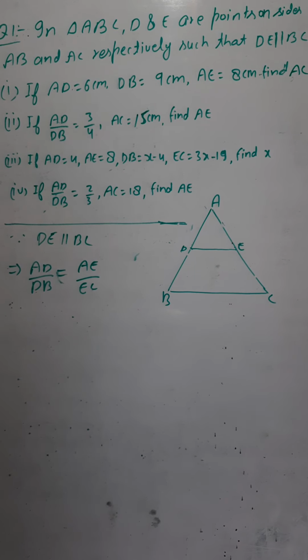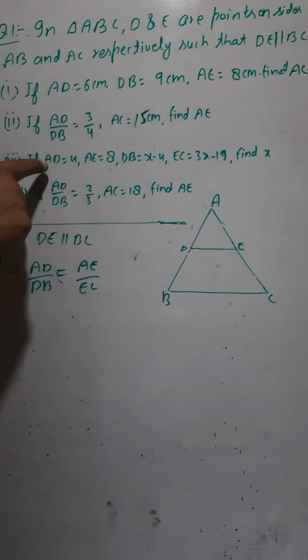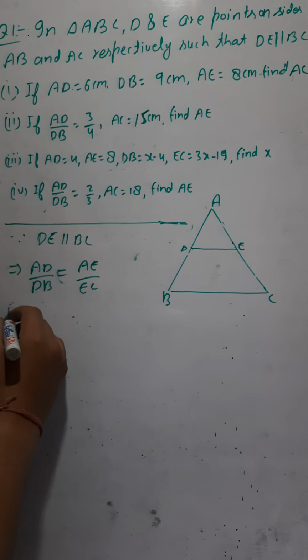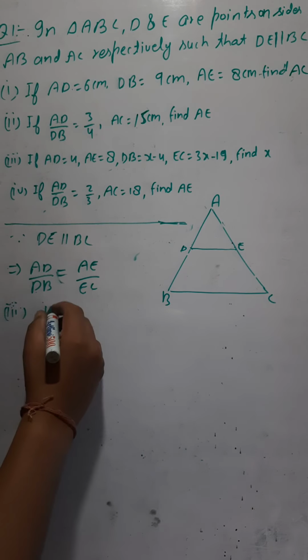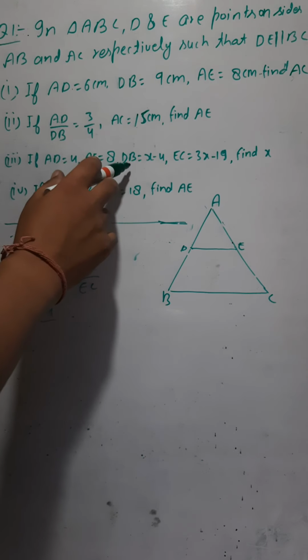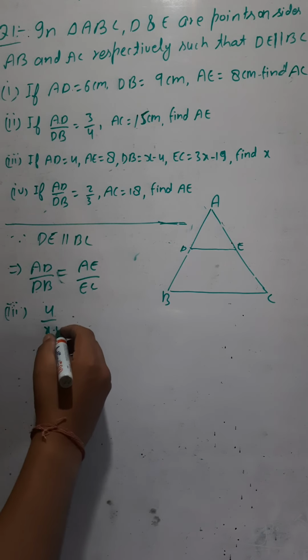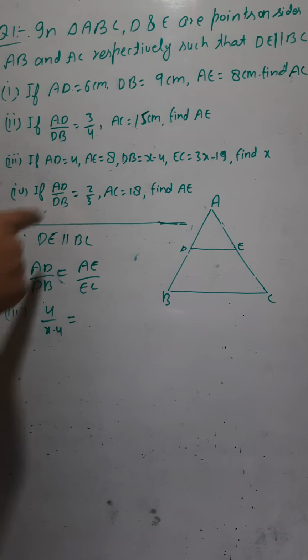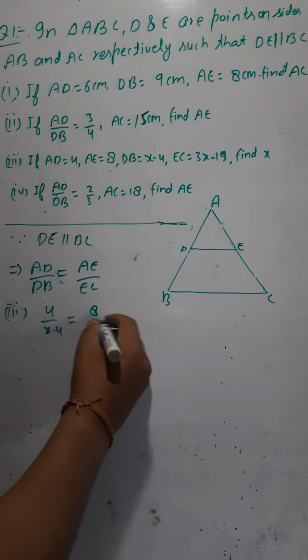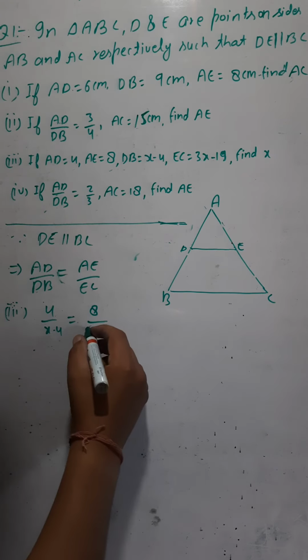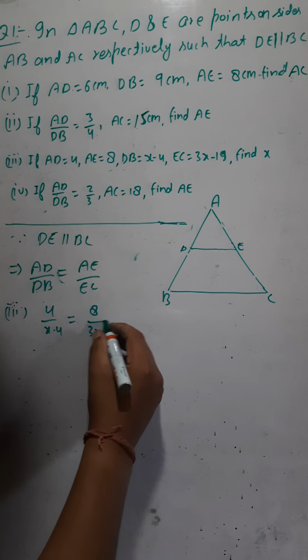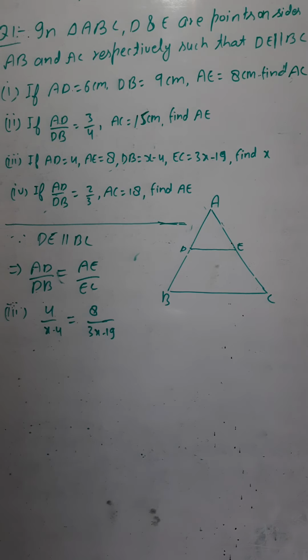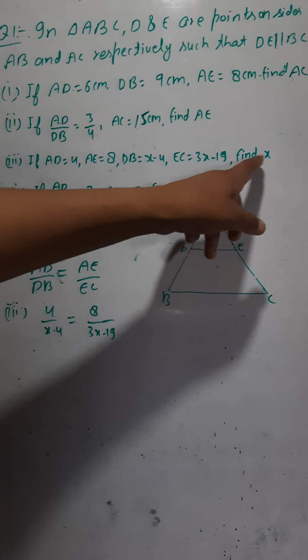Now the next question is the third question. One by one put the values. AD is 4 centimeter. DB is x minus 4, is equals to AE. AE is 8 centimeter and divided by EC. EC is 3x minus 19. This is EC. What you have to do? You have to find out the value of x.